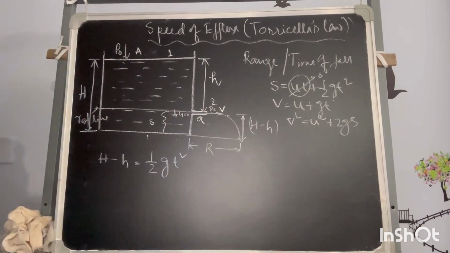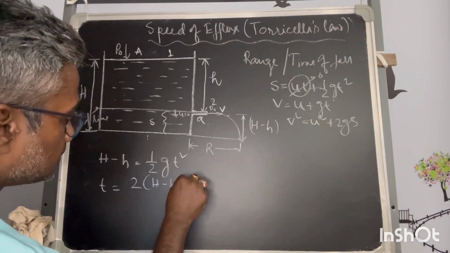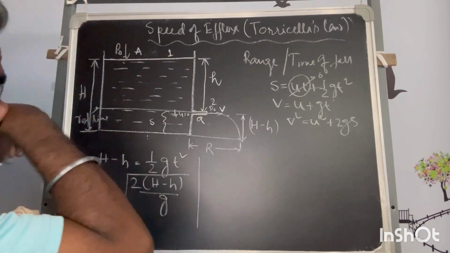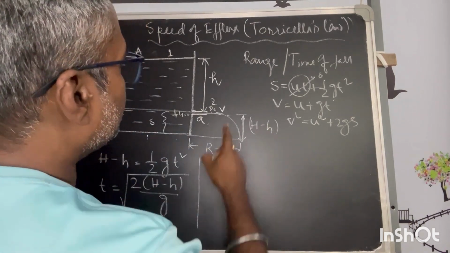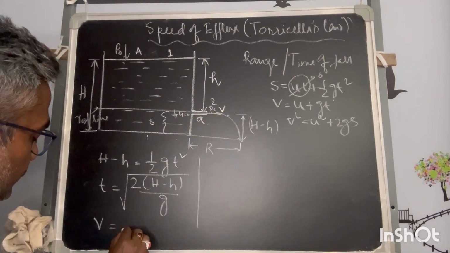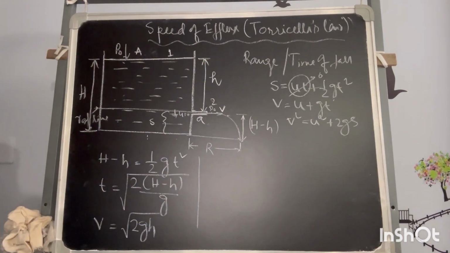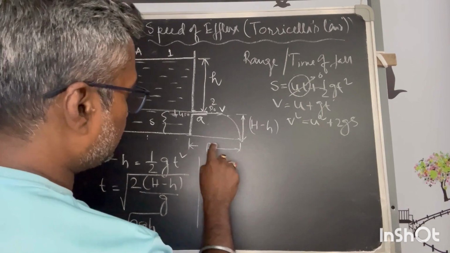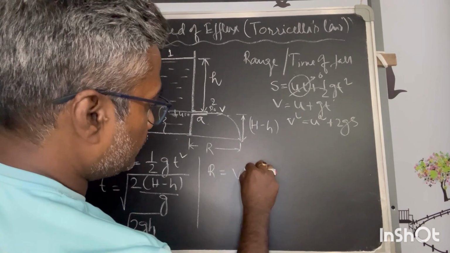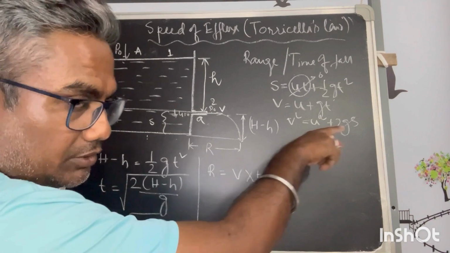T is the time of fall. So from there, what is T? T is equal to the square root of 2 times (H minus h) by g. Okay, fine. Now v we have already learned: what is the speed of efflux? v is equal to root over 2gh, where h is this height. With this, if I want to calculate the range, what is the range? The range is equal to the horizontal velocity multiplied by the time it takes to fall through the height. In that much time it also travels the horizontal distance.